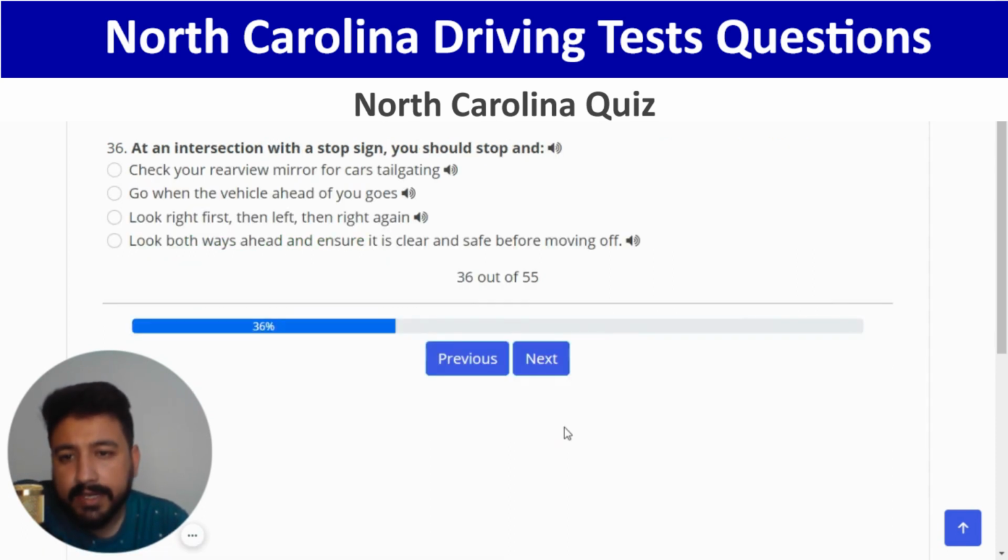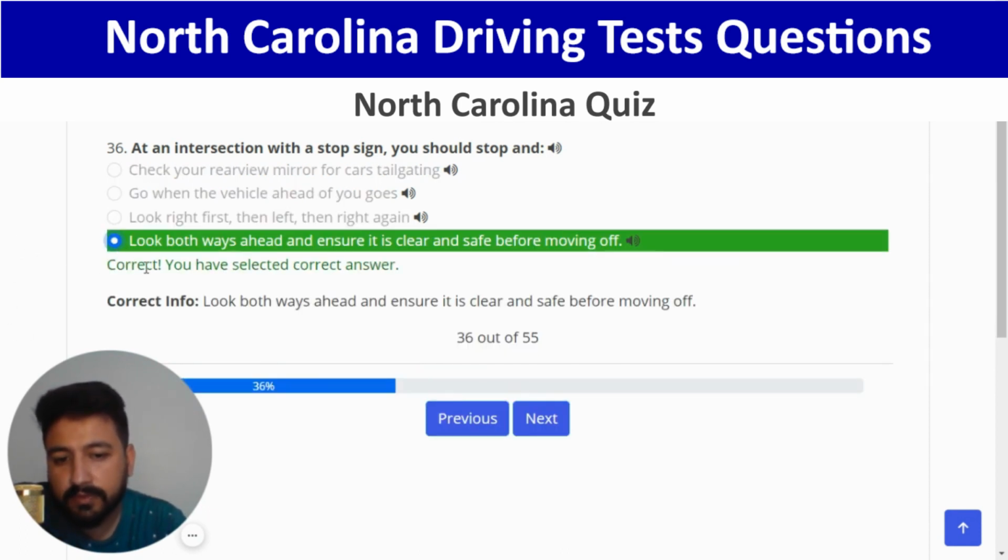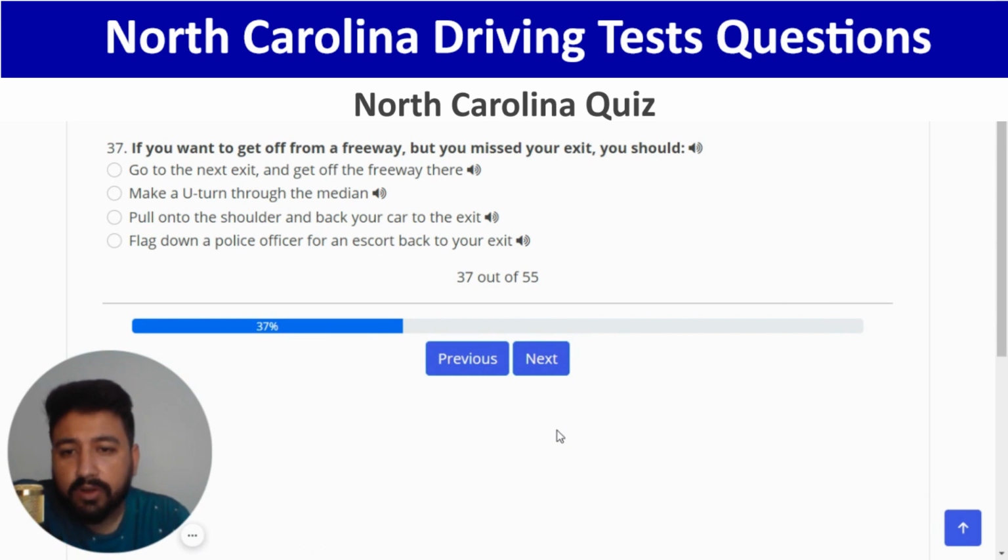Next. At an intersection with a stop sign, you should stop and so it seems like the last option is the right one. Look both ways ahead and ensure it is clear and safe before moving off. So I'm going to click on the last option. Next. If you want to get off from a freeway but you missed your exit, you should. So you can choose first option, which is go to the next exit and get off the freeway there, right?